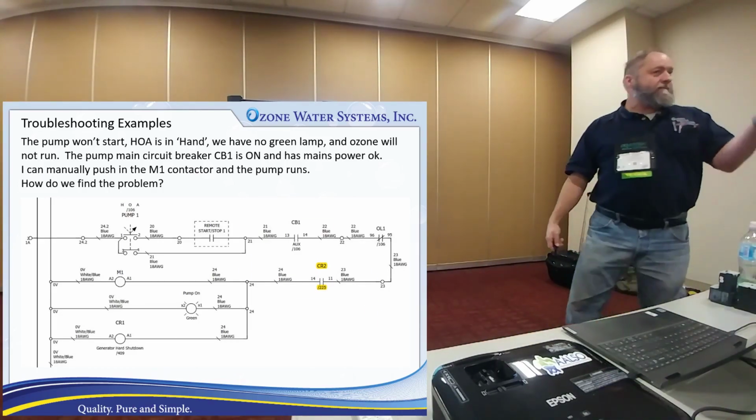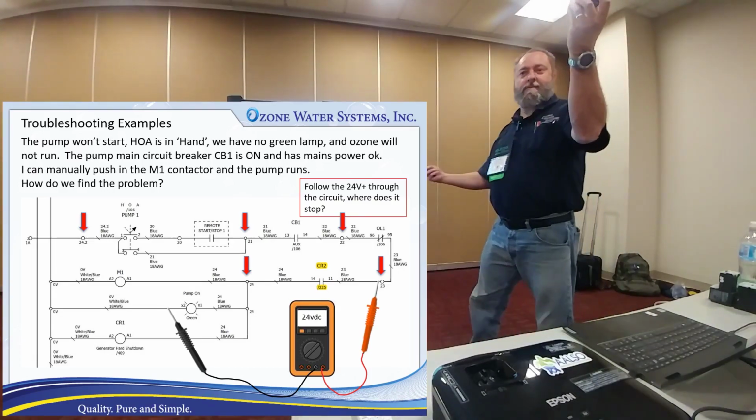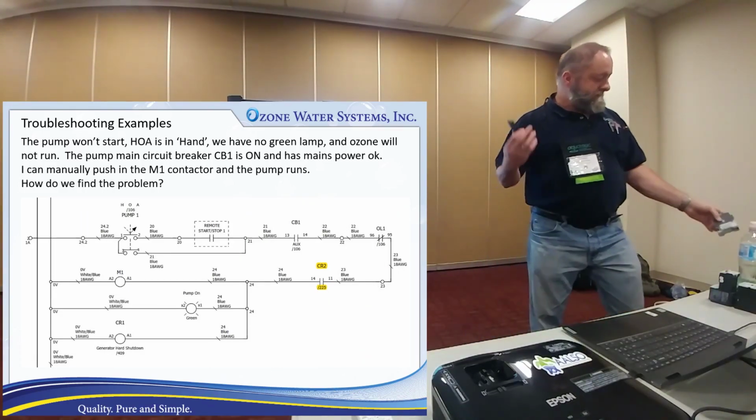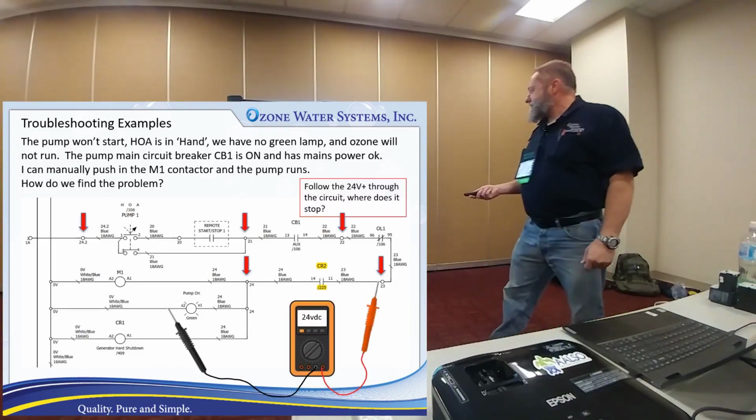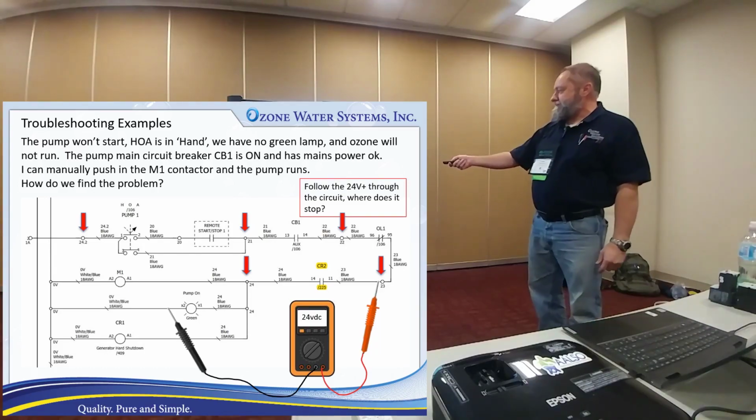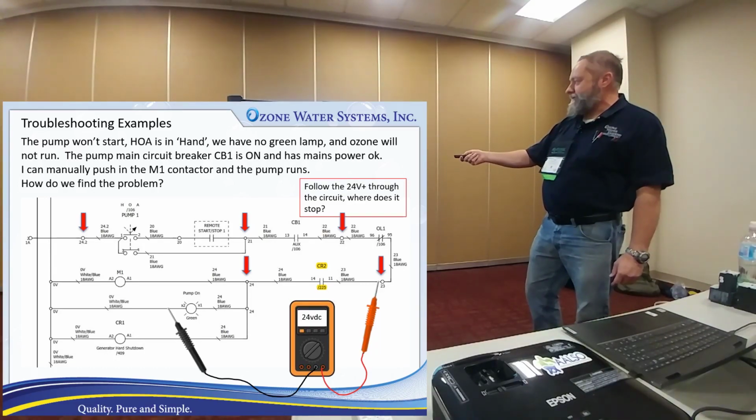If I go into the panel and push this in with my finger, the pump will bump over. So I've done all that troubleshooting. Now where do I go from there? Because it won't work. I get my meter, put it on volts DC, because I know this is a DC bus. I get 0 volts, I get 24 volts.